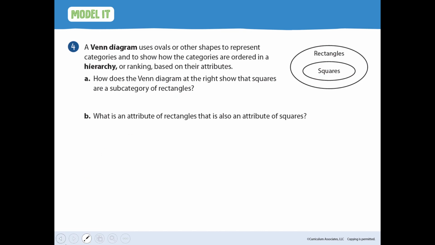What is an attribute of a rectangle that is also an attribute of squares? One option there is having four right angles. Squares and rectangles both have four right angles. They also have two pairs of parallel sides.